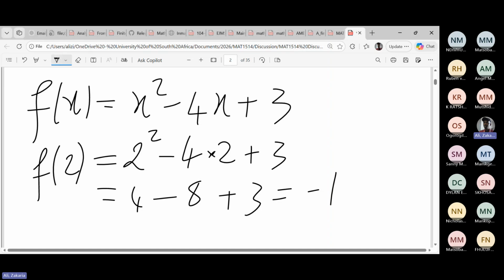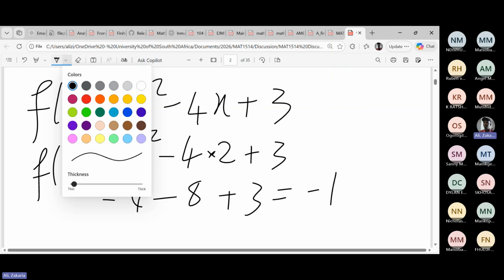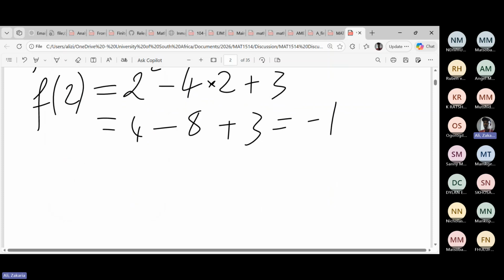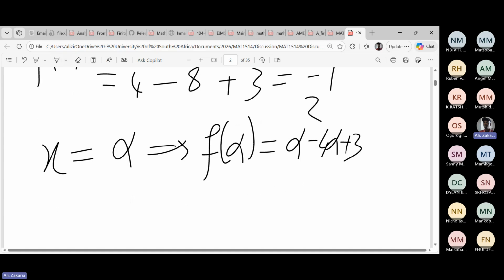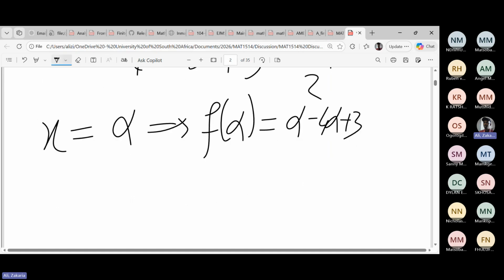Which means that you can literally also, instead of evaluating the function at a number, evaluate it at a letter. So let's say when x is equal to, let's say, alpha, you can literally also evaluate f of alpha. Then f of alpha will just be alpha squared minus 4 alpha plus 3. And then with that in hand, you can also evaluate, let's say, at x equal to alpha plus h, you can also evaluate f of alpha plus h or f of a plus h.